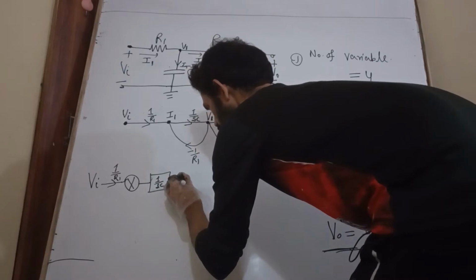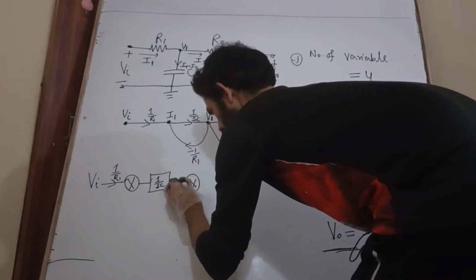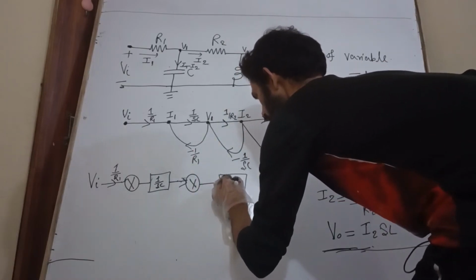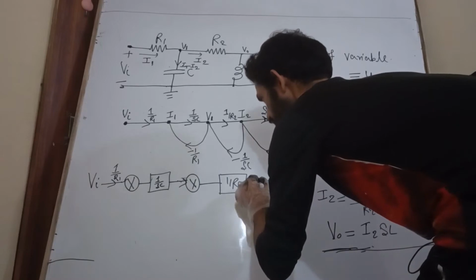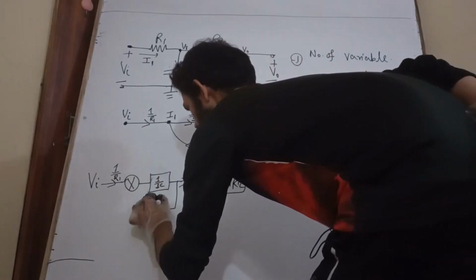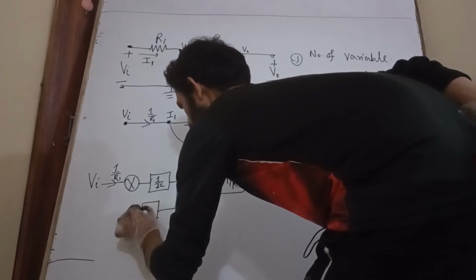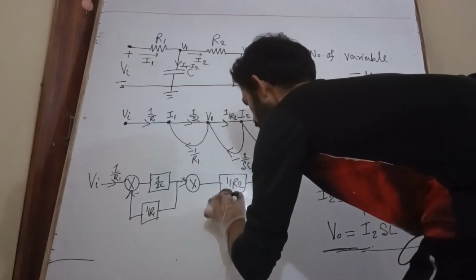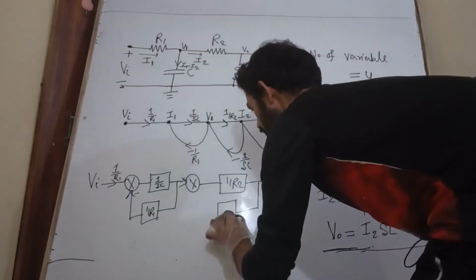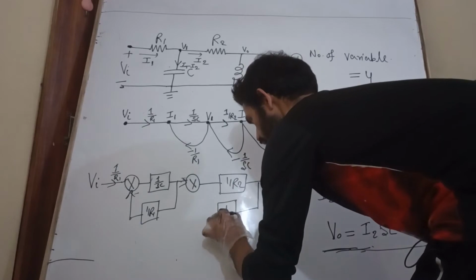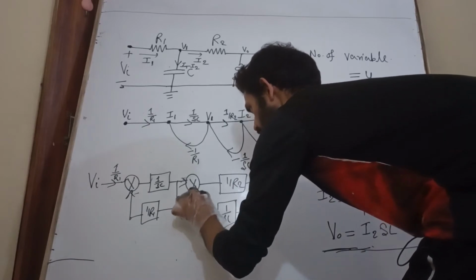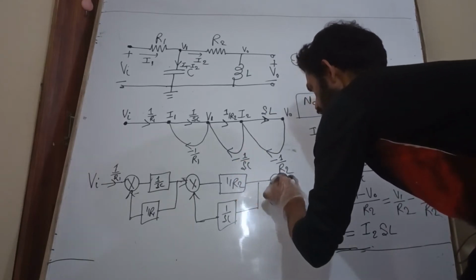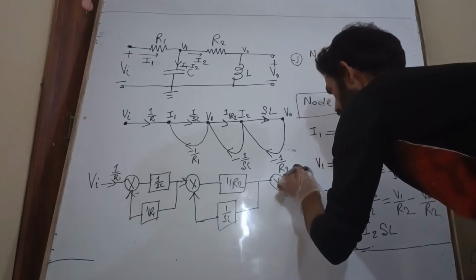Yes, so let's say this is my summer. And my next one is 1 by R2. And this is again feedback. This is feedback from here to here. How much feedback is this? Negative feedback of 1 by R1. Similarly here, this is also feedback. Feedback how much? 1 by SC with negative feedback. So then here, this is 1 by R2 and here also summer. And this is my gain of what?